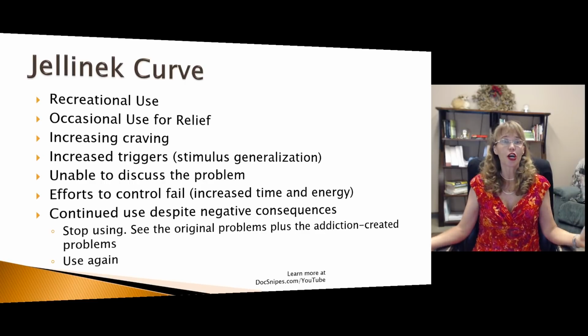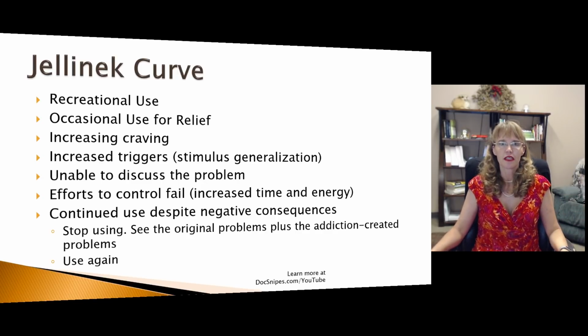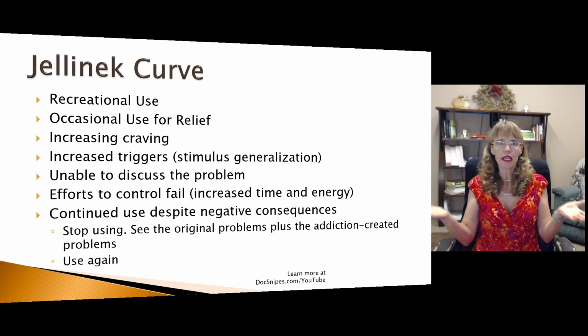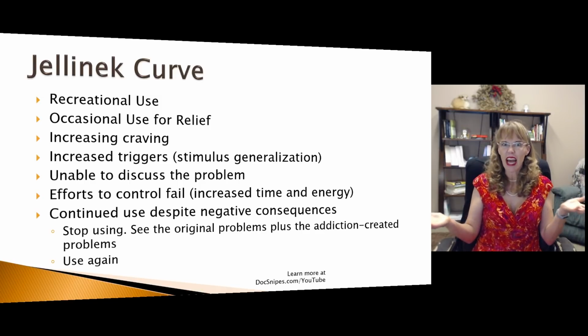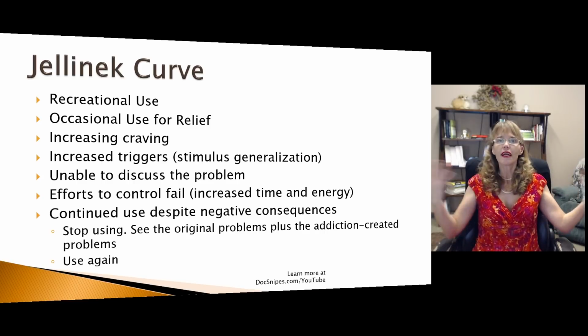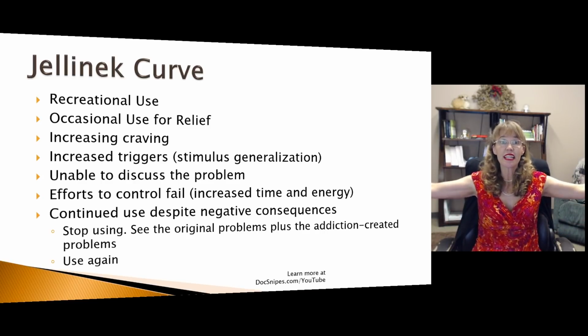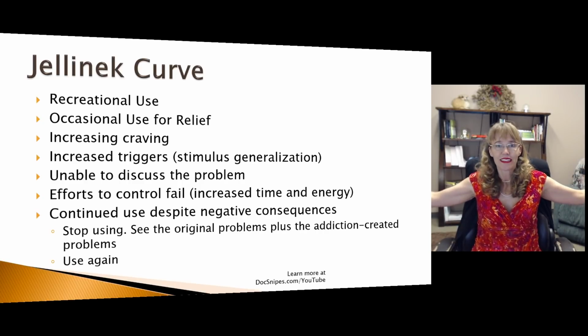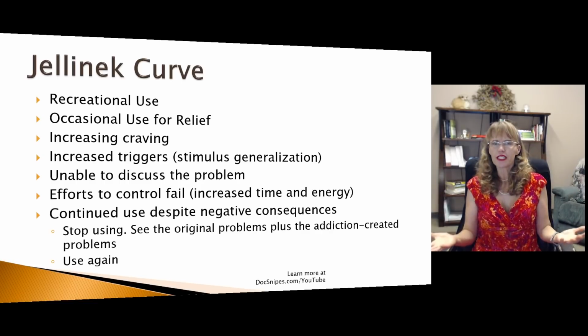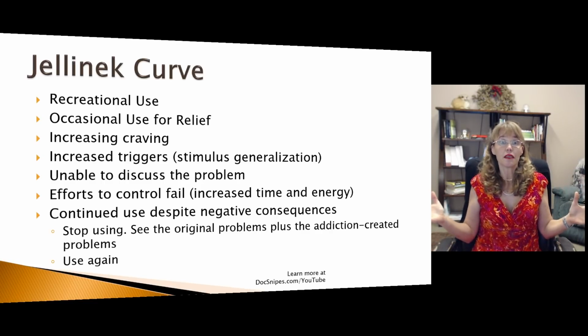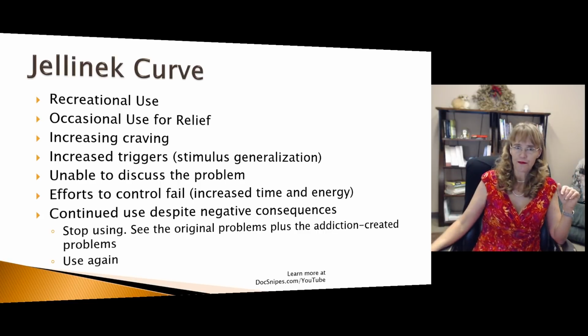Now let's talk about the Jellinek curve for a minute. This is the relatively predictable pattern that people go through when they start to develop addictions. So there's recreational use. In order to find something that is going to make you feel good, you generally have to have tried it before. So recreational use, and recreational use doesn't necessarily progress past that for everybody. They're using it, whatever it is, and it makes them feel good. It helps them relax.